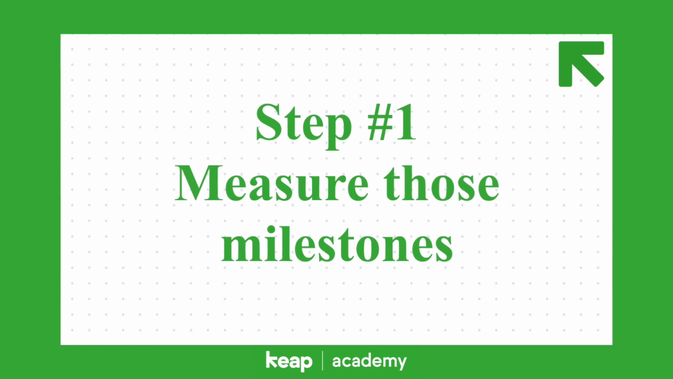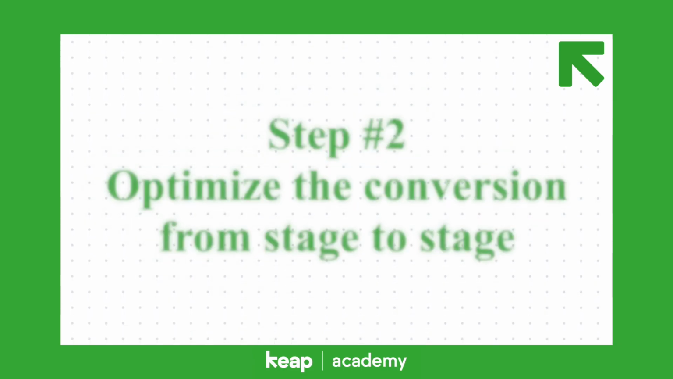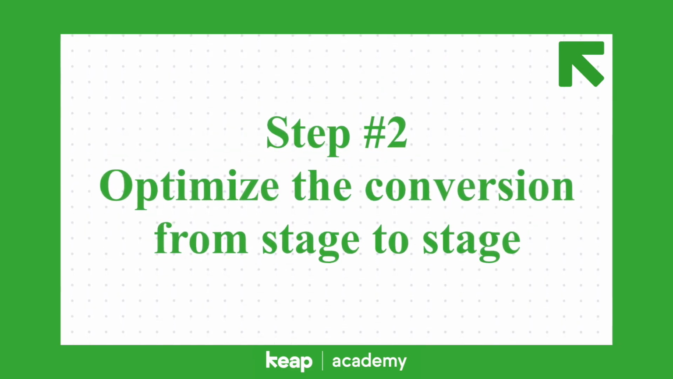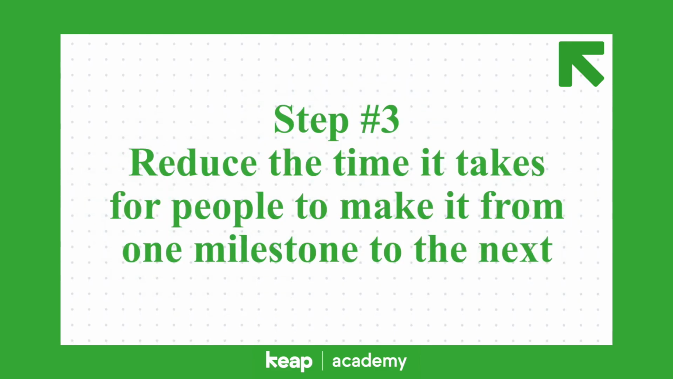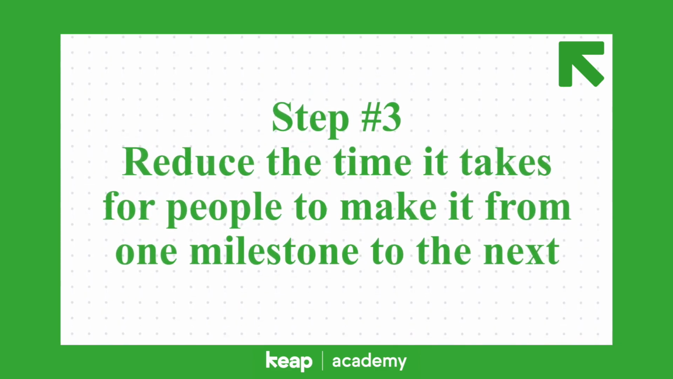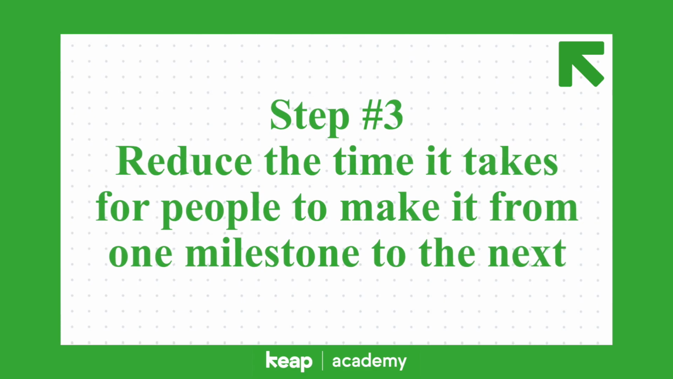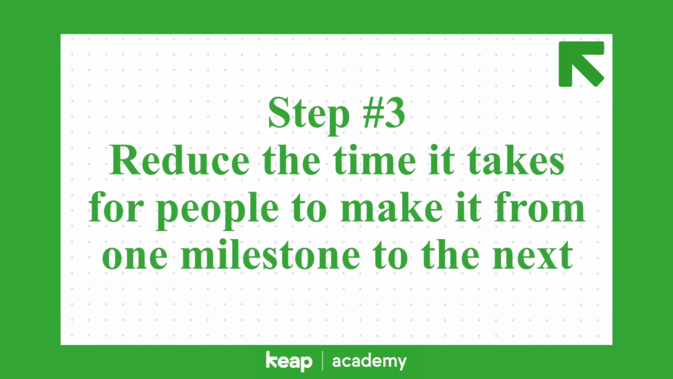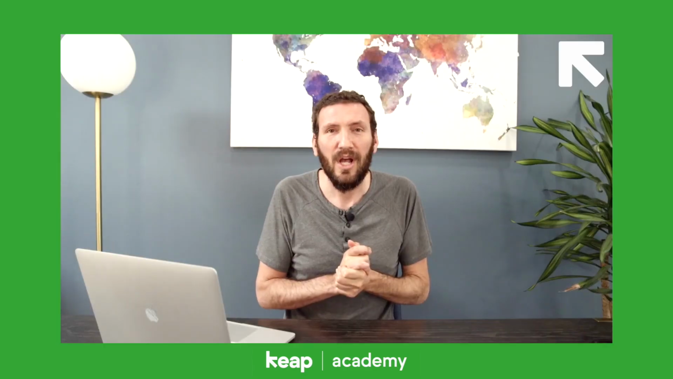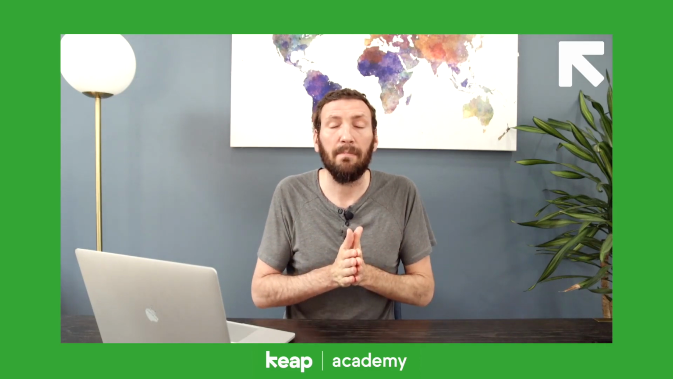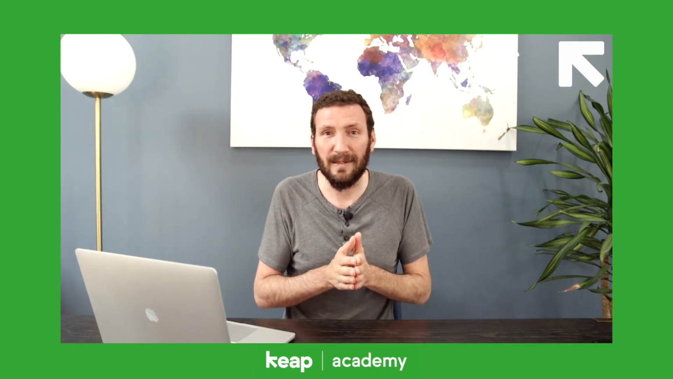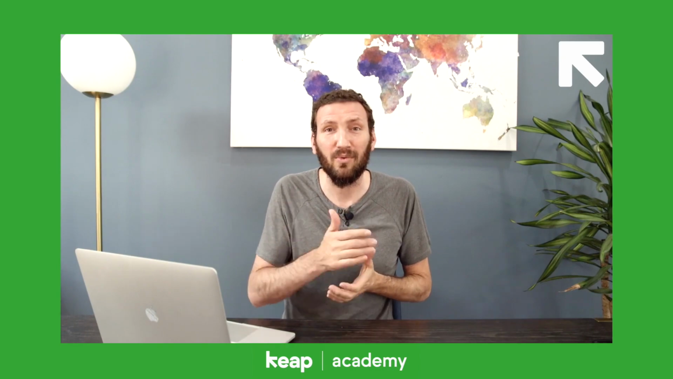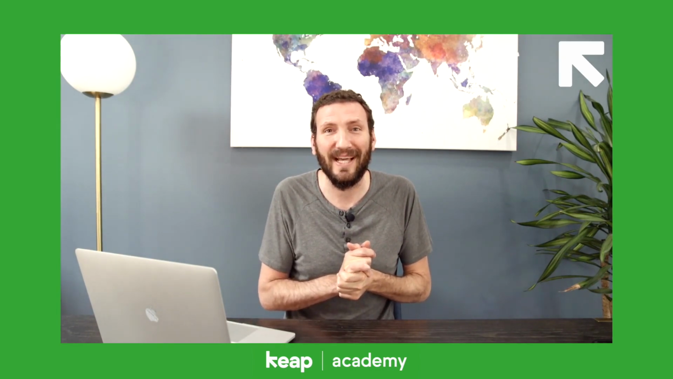Step number 1, measure those milestones. Step number 2, work on optimizing the conversion from stage to stage. And step number 3 is I would track the amount of time it takes people to get from milestone to milestone and then work on shrinking that window wherever you can. So those are, at a high level, the metrics that I would recommend measuring as it pertains to your customer journey and the role that marketing automation plays throughout it.